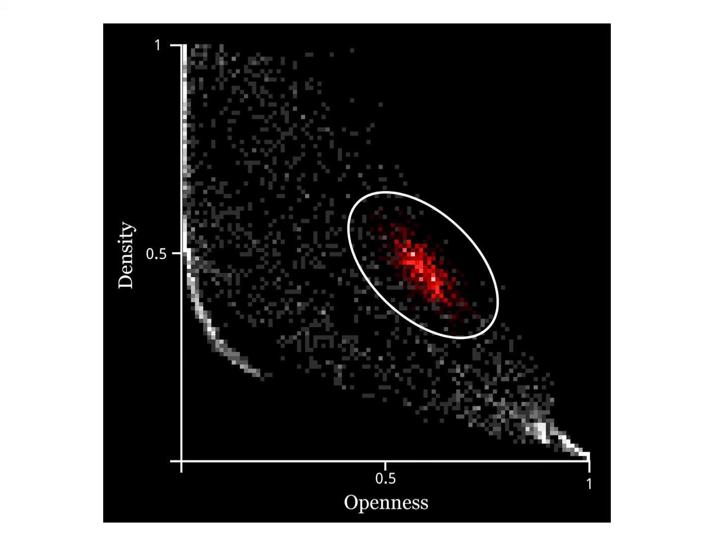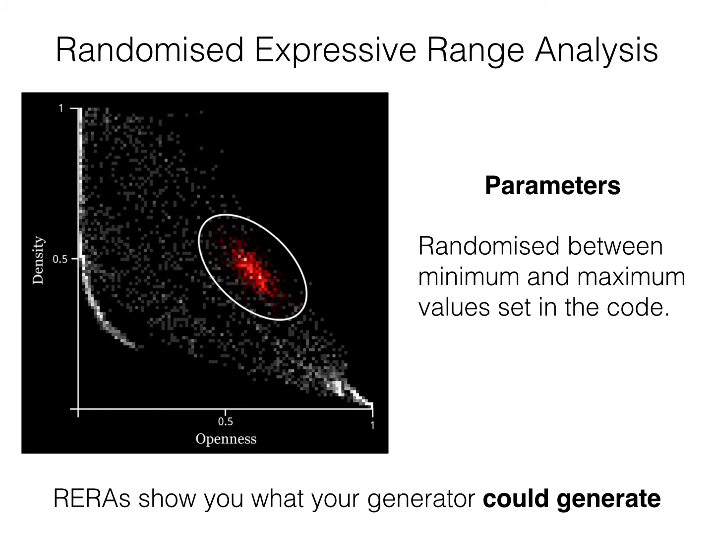But if we were using other metrics, it might be much more subtle, and so knowing that we can't maximize both metrics at once is actually a really useful result. It means that we don't have to sit down and spend half an hour changing parameters trying to get a particular outcome. So, random expressive range analysis shows you what you could potentially generate, which is really useful because now you know what kinds of things you can aim for and what kinds of things you can't aim for.